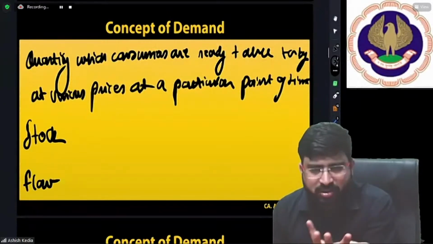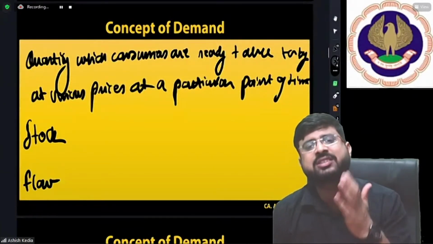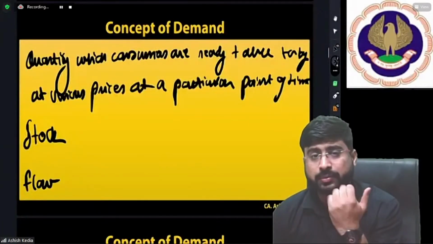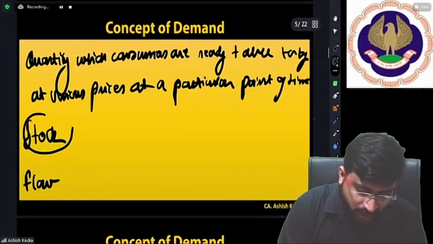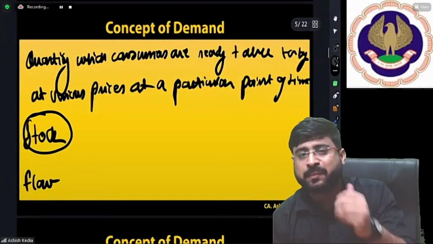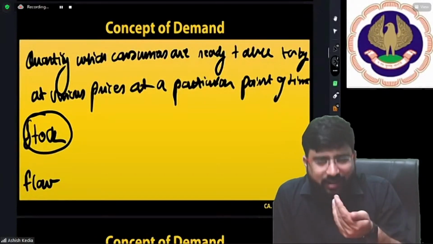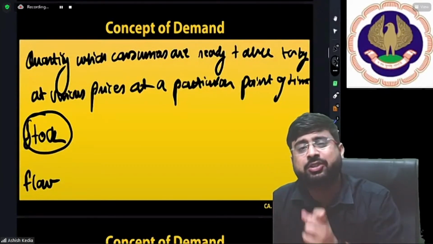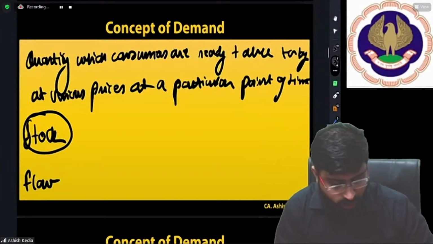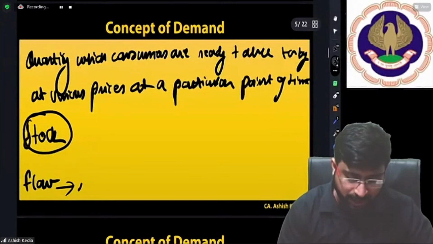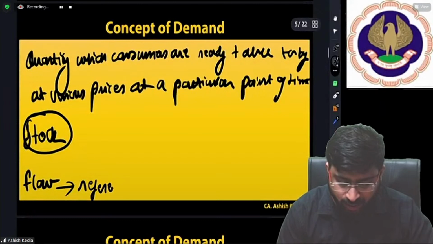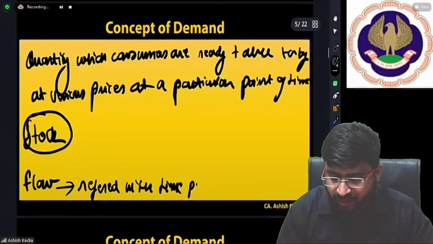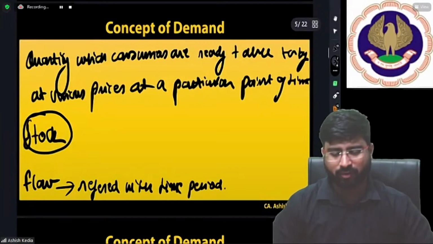What is the value of the machine that you own today? Let's say 5 lakh. What is the wealth that you have today? Let's say 1 crore. Whatever it is, that is a stock concept. But demand keeps on changing. Today the demand was 100 units, tomorrow the demand is 500 units. So demand is always expressed with reference to a time period. That's why it is a flow concept. Demand is always referred with what? With time period. That's why demand is called a flow concept.